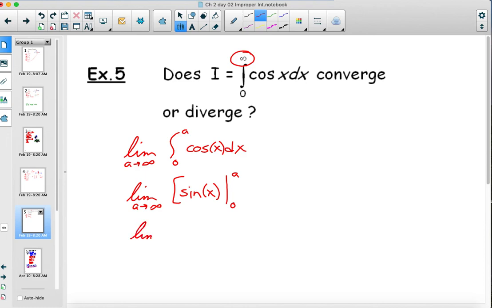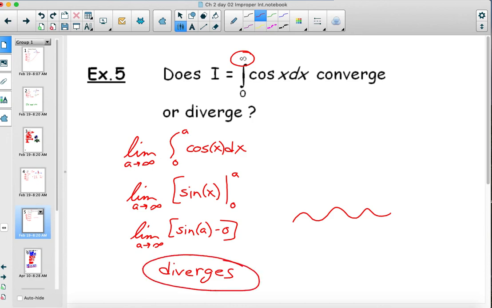So we're going to figure out the limit as a approaches infinity of the sine of a minus the sine of 0, which is just 0. So what's the limit as a goes to infinity of sine of a? What is sine of a approaching as a gets bigger and bigger? Well, it's not approaching anything. It's oscillating between -1 and +1. So therefore, this integral from 0 to infinity of cosine of x diverges.